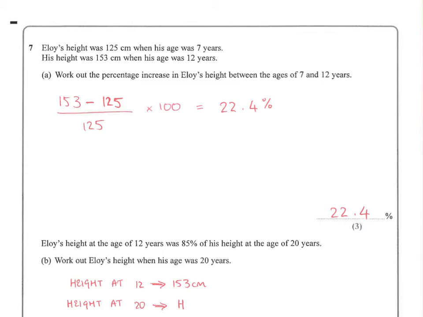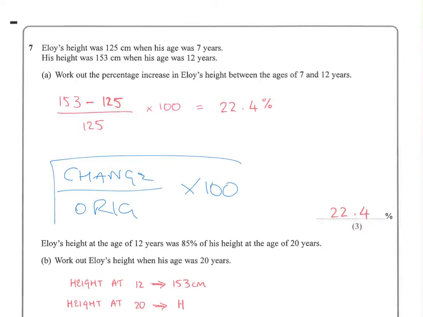So in order to work out the percentage increase or percentage decrease, I need to look at the change divided by the original times 100. And that will give me the percentage change.